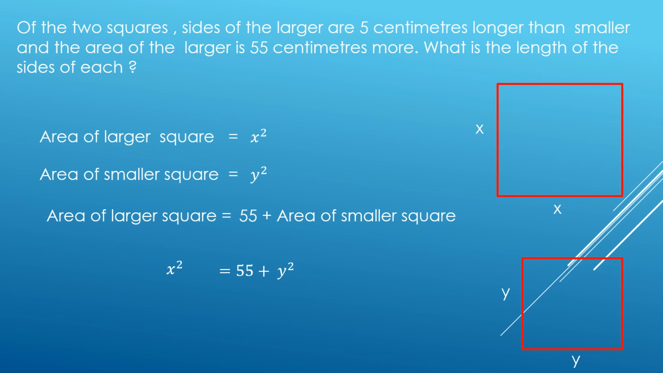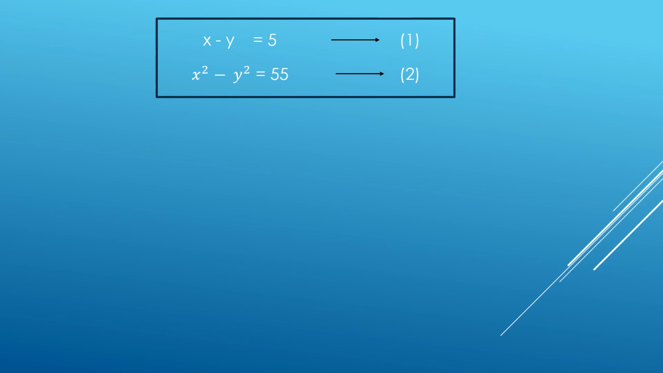Good. Now rearrange and tell me the next equation. Yes. X square minus y square equal to 55. And we call this equation number 2. So, we got two equations as you can see. Analyze these two equations and tell me what you have found out, or what is the specialty of these two equations.